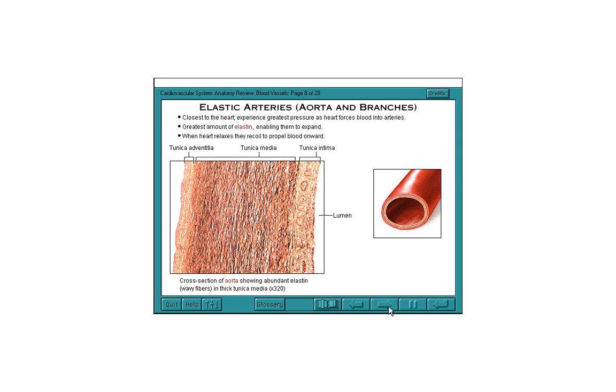In this photomicrograph of a cross-section of the aorta, note the abundant elastin, which can be seen as wavy fibers in the thick tunica media. Click on this section of the aorta to see it stretch and recoil.